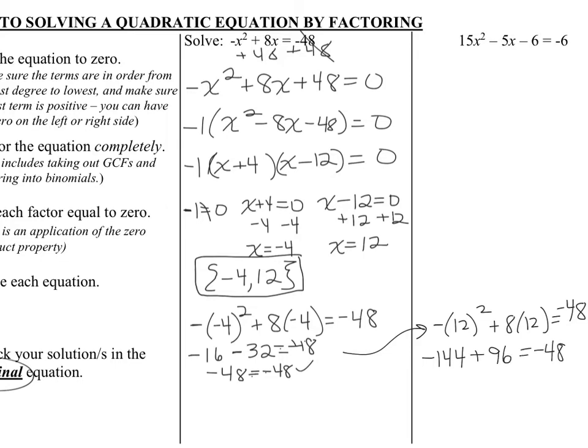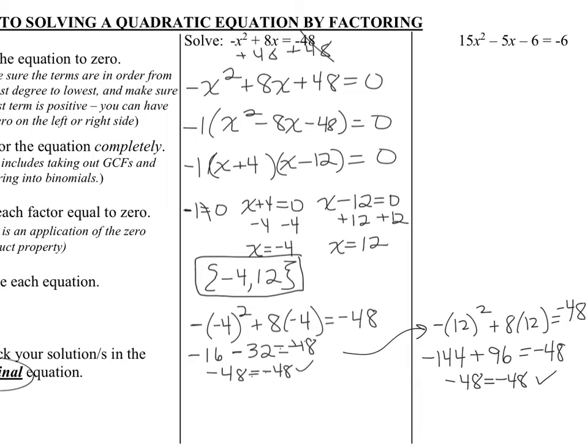And if I plugged -144 plus 96 into the calculator, it would give me -48. And whenever you do a check, I think you should use a calculator just so your brain doesn't play tricks on you. So the answer to the question is -4 and 12, and our checks do work out.